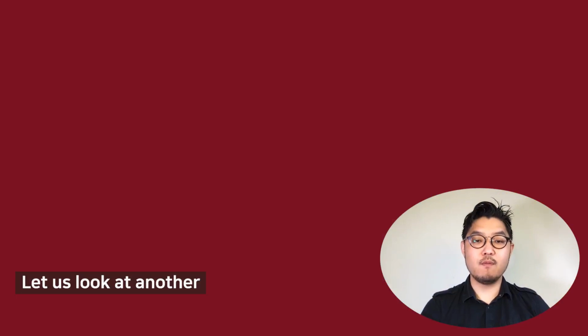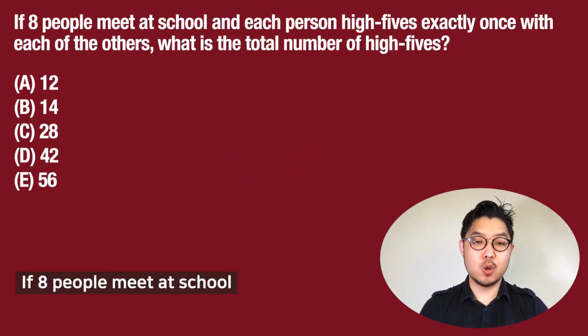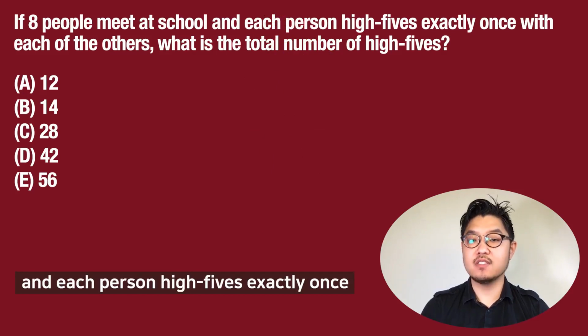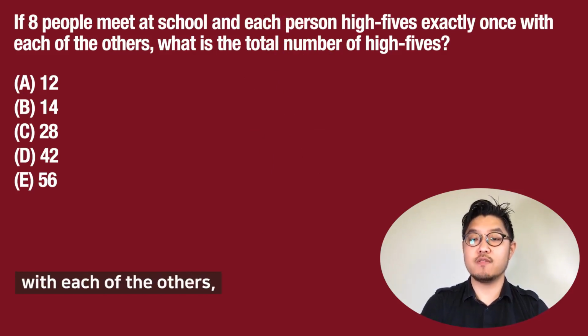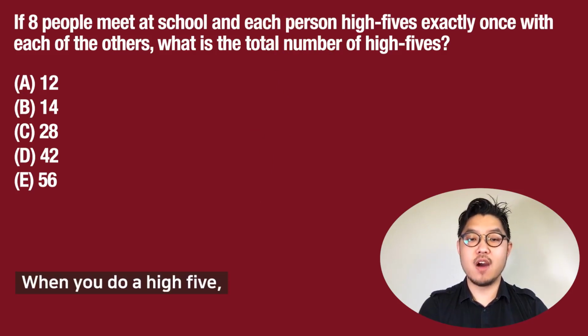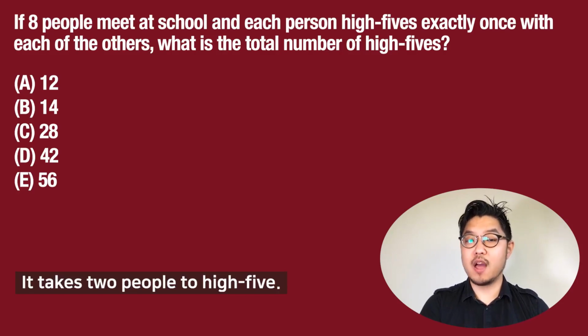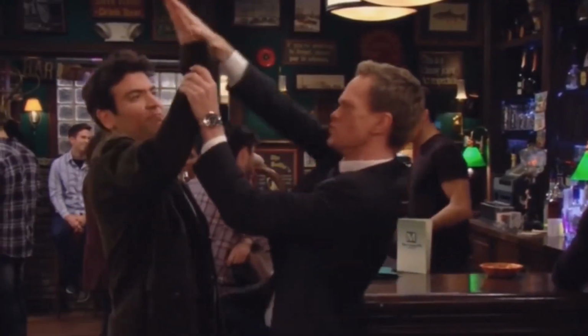Let us look at another 411 GMAT question. If 8 people meet at school and each person high-fives exactly once with each of the others, what is the total number of high fives? When you do a high five, you don't high five alone. It takes 2 people to high five.